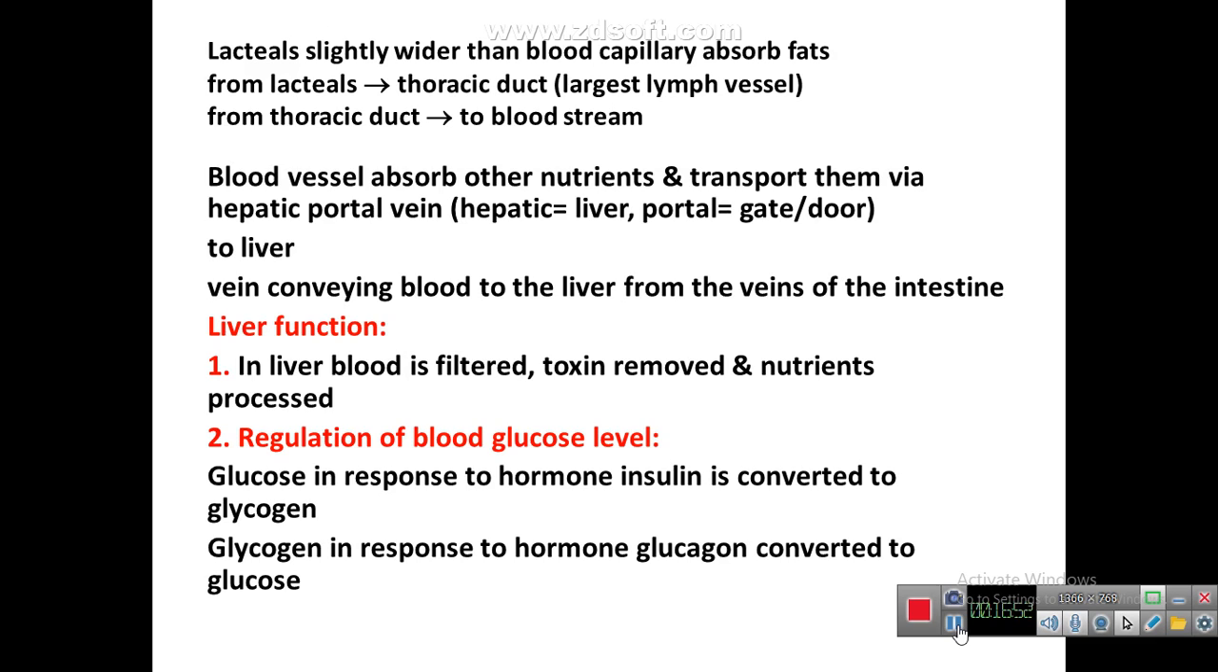Functions of the liver. First, in the liver blood is filtered, toxins are removed, and nutrients are processed. Second, regulation of blood glucose level. Glucose, in response to the hormone insulin, is converted into glycogen. If a lot of glucose is present in the human body, it will combine together and form glycogen in response to the hormone insulin. If the body again needs energy, the glycogen, in response to the hormone glucagon, is converted back to glucose.